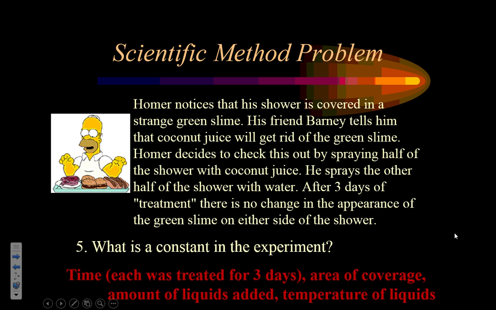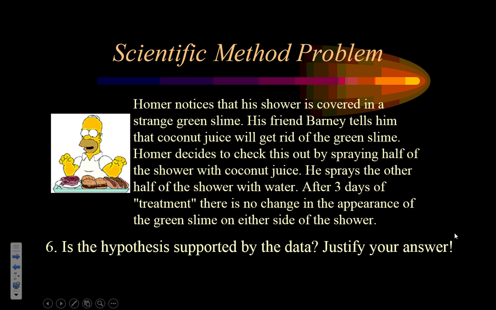And what's the constant in the experiment? Well, things that he wants to do very reproducible. Well, he said he did it over 3 days. So time in this case was constant. Area of coverage. Maybe it makes a difference how much I'm applying. The amount of liquids. So I want to use consistently the exact same amount of water and the exact same amount of coconut juice every single time. Exact same concentration because you can have more or less concentrated coconut juice. That should be the same every single time. Maybe the temperature of the liquids might have an effect. Maybe the temperature of the room might have an effect. I want to keep those things constant in my experiment to make sure I'm finding out how A affects B. The addition of coconut juice or the type of treatment and how it affects the actual production or growth of green slime.